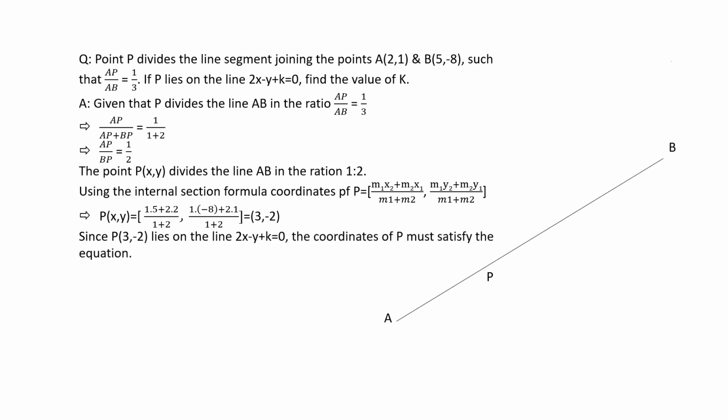Now it is given that P lies on the line 2x minus y plus k equals 0. So the point that we obtained, 3, minus 2, must satisfy the equation 2x minus y plus k equals 0. Then only we can say that P lies on this particular straight line.